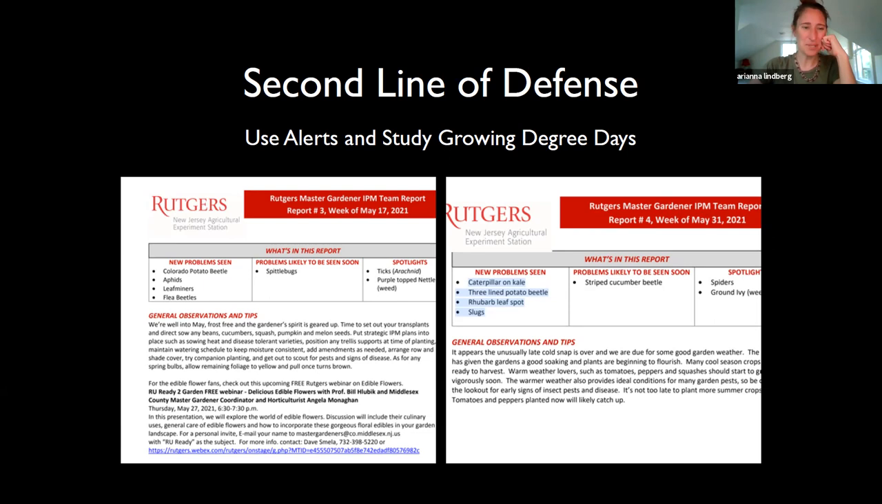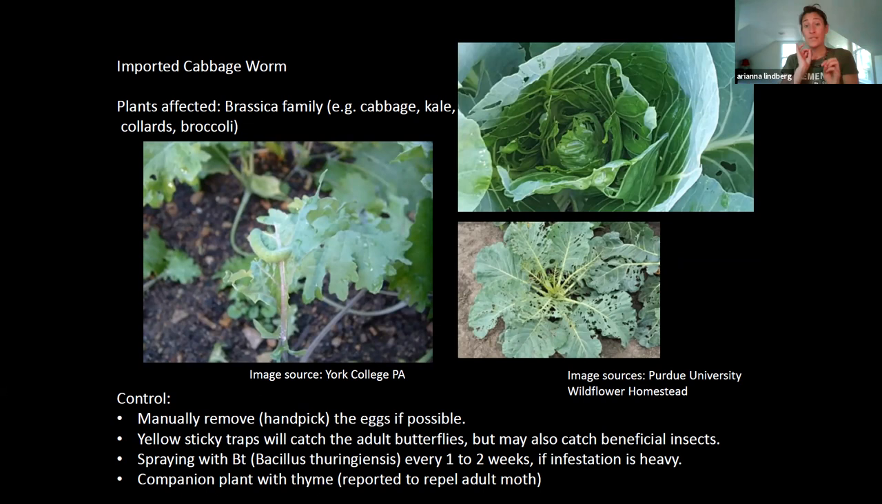To get into some specifics, these are the most common pests that we have here in the Northeast region. The first one is the imported cabbage worm, or European cabbage worm. They are super keen on the brassica family. Anything within cabbage, kale, Brussels sprouts, collards, broccoli, they absolutely love it. And they are perfectly camouflaged to that particular plant, as you saw in the video.